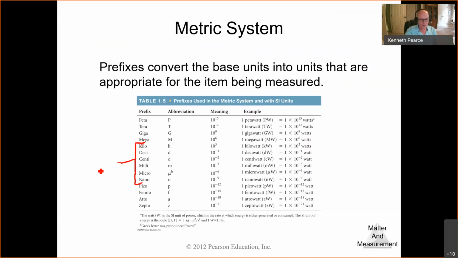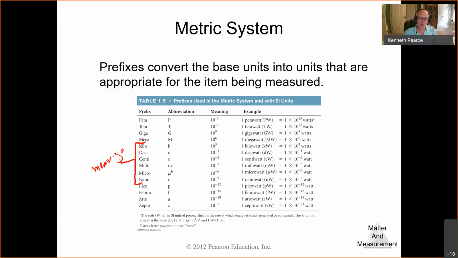Now, that's what I would suggest that you memorize, and the relationship between those, okay? And I'm going to show you how to go back and forth when we get into dimensional analysis. I'm going to show you how to go back and forth between different prefixes. It's important to be able to do that, but try to memorize.